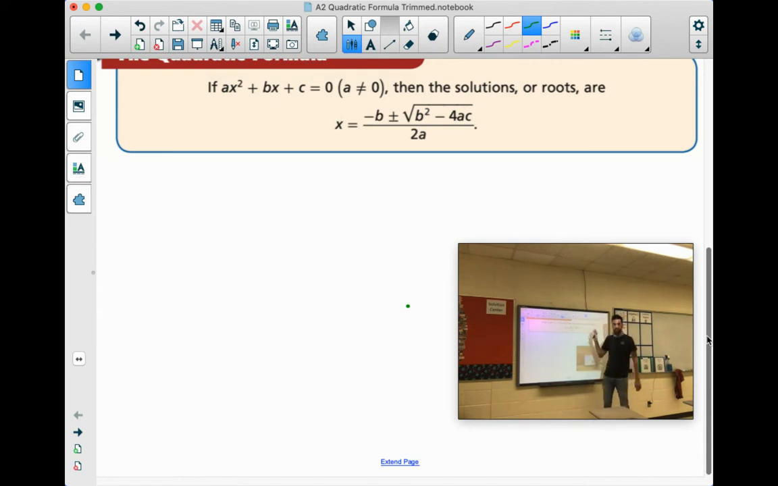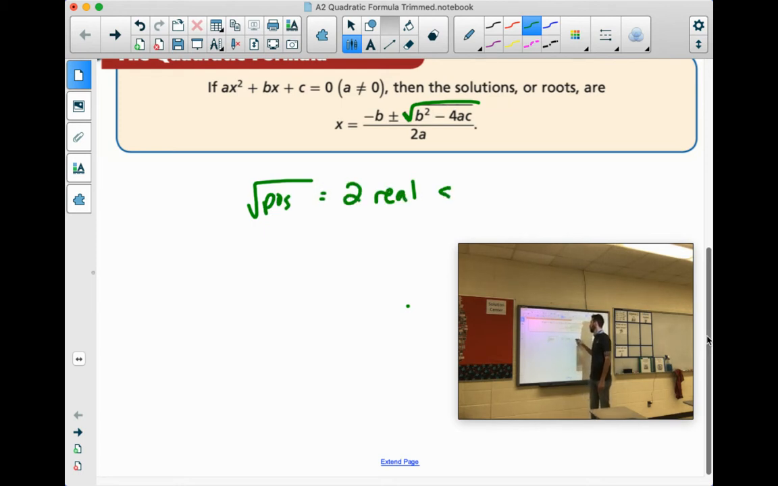If it didn't, then you can move equations around. Now the discriminant is this stuff in the square root. The discriminant is a way that you can tell how many solutions there are. If the square root comes out to a positive number, then there's 2 real solutions. If the square root comes out to 0, there's only going to be 1 real solution, because the square root of 0 is 0, so it's not going to change anything.